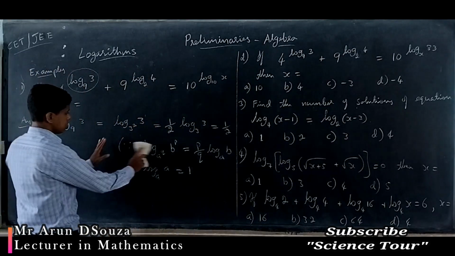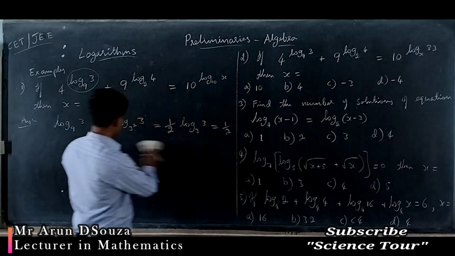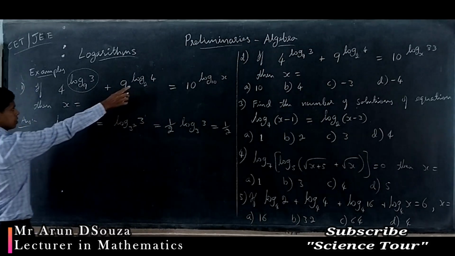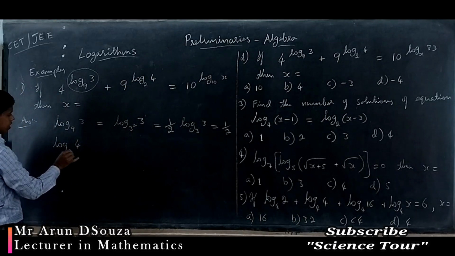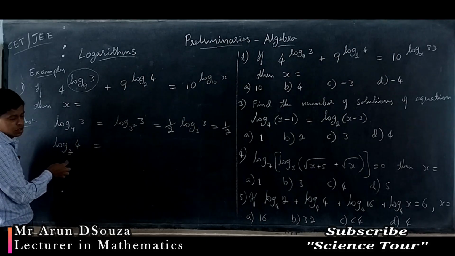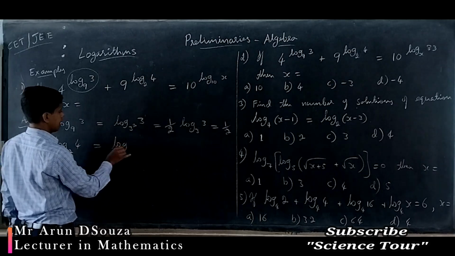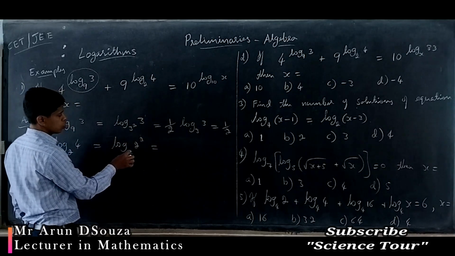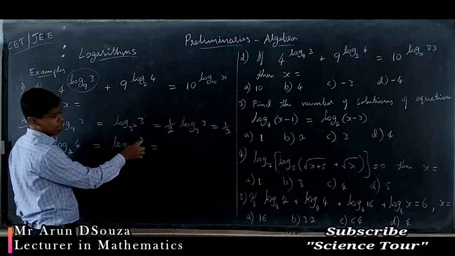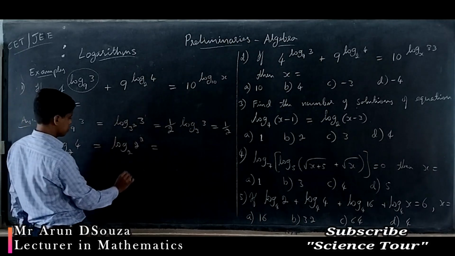I'll just erase this. I hope you understood the formulas. Please note down. Next you have log 4 to the base 2. The base is 2 here, and 4 can be written as 2 square. Now you don't have any power on the base, but you have a power on the number, so that comes before log.